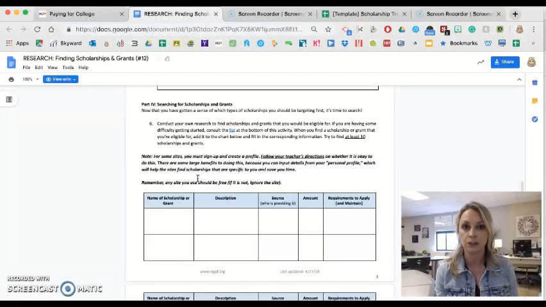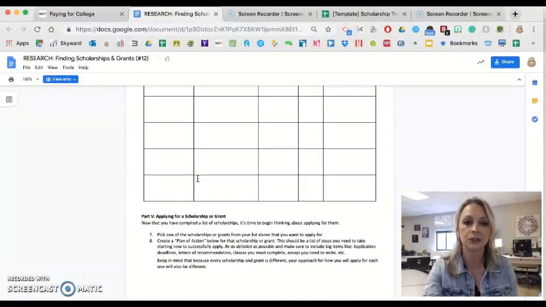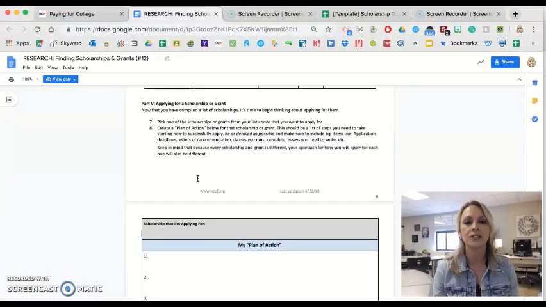The last thing students do is look at their step-by-step plan, or their plan of action, if they're going to apply for one of these. I don't require my students to apply for a scholarship in this assignment, but I at least give them the resources and the time to look for them.